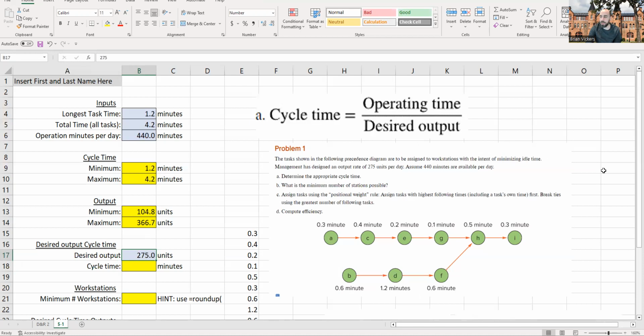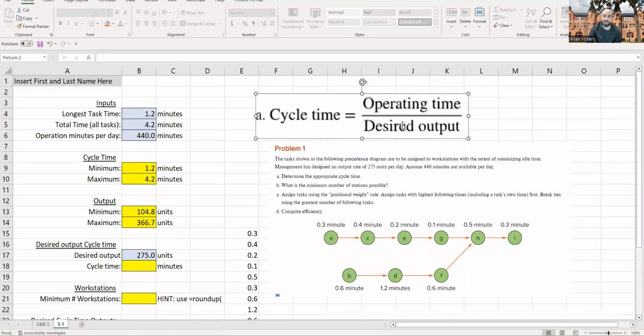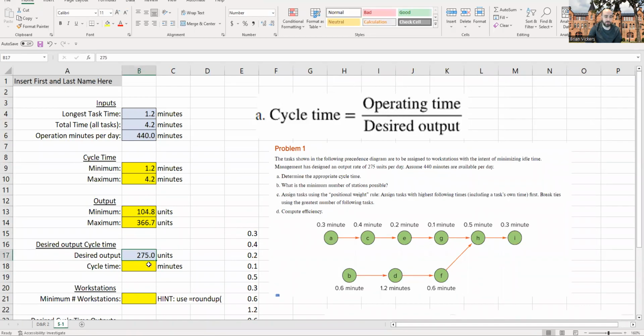So I'm going to once again rearrange this value, knowing the relationship between the minutes we're open, operating time, and desired output. Oh, actually, this is the formula I need. Operating time divided by desired output. So 275 is our desired output. 440 is our operating time. So I'm going to take 440 and divide it by 275. So our cycle time should be 1.6 minutes.